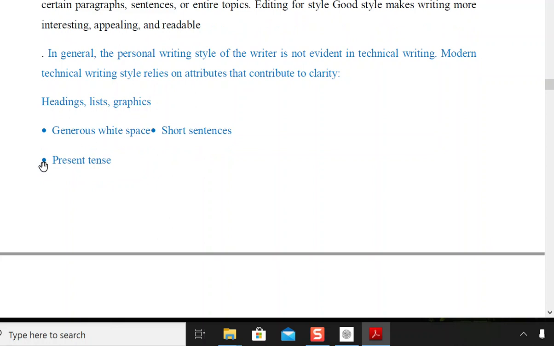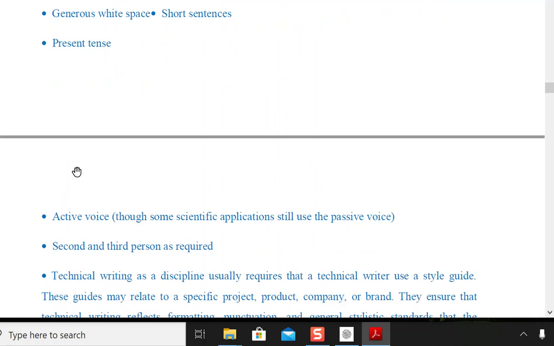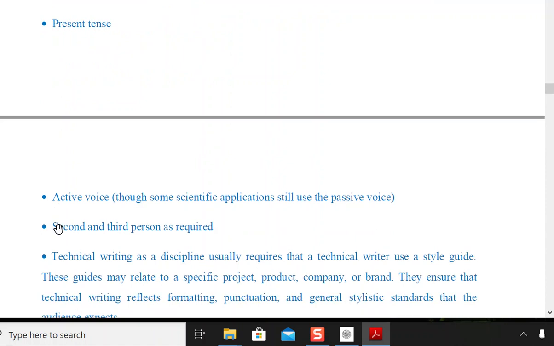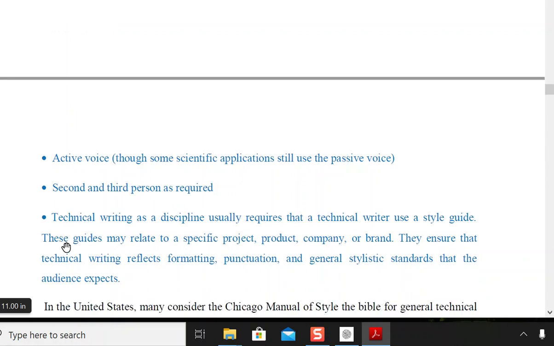And the other thing is, use the present tense, because science is always written in the present, because the past tense is used for narratives and stories. And active voice is preferred, because in science we have to express ourselves directly. Second and third person as required. Try to use the second and third person if you ever require it.